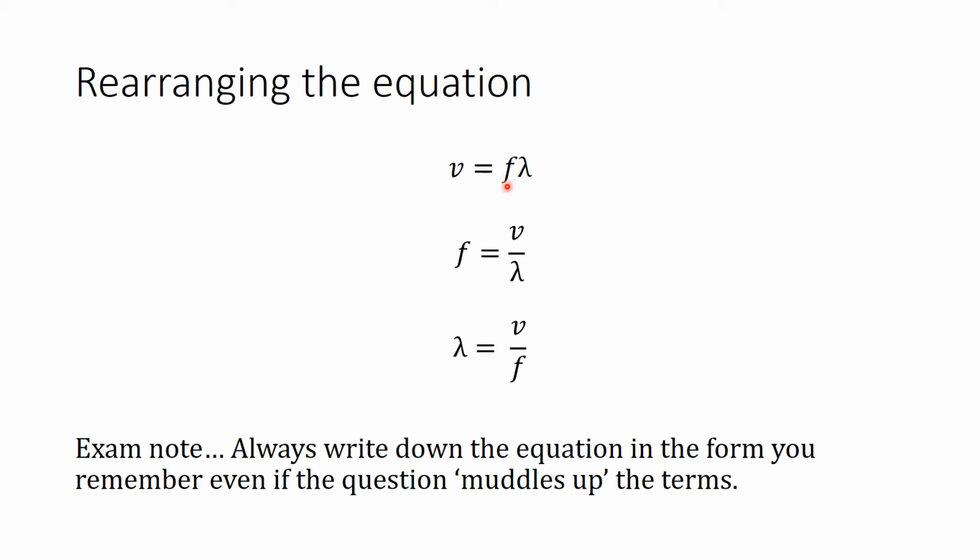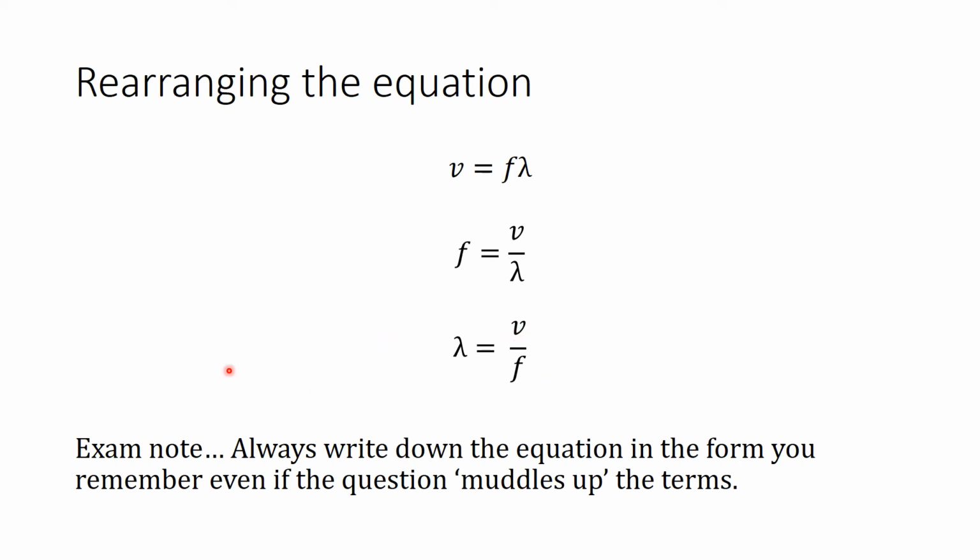If we want to find the frequency though, we need to remove this lambda. So we divide through both sides by lambda and we end up with the wave speed divided by the wavelength. Likewise, if we want to find the wavelength, we go back to here, we want to divide through by the frequency, and so we end up with the wave speed divided by frequency.